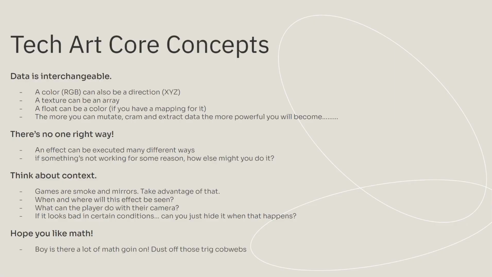Then you can do a lot of cheats. You don't need to make it look good from the side if they're only going to see it from the front. If it looks bad in certain conditions, are you able to just not show it in those conditions? For example, snow particles can look bad if they get too close to the camera. Can you just fade out the particle if it gets too close to the camera? Most games do that, and it looks fine.